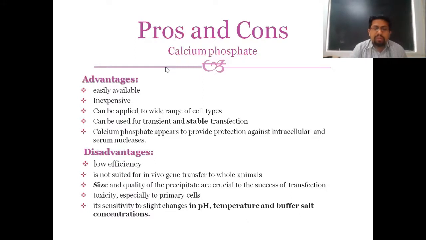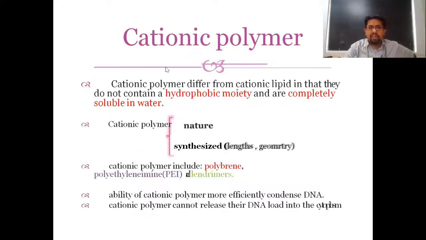But the disadvantage is that sometimes the efficiency is low. It is not suited for in vivo transfer. It is only for in vitro transfer, only into certain cell types. So it cannot be used for in vivo. For in vivo, the only known method is microinjection. Even viruses can be used, but microinjection is the preferred mode. Sometimes calcium phosphate may be toxic to cells, and the primary cells will not be able to grow. And if there are certain changes in the pH and the ionic strength of the buffer being used, this might not work very efficiently.